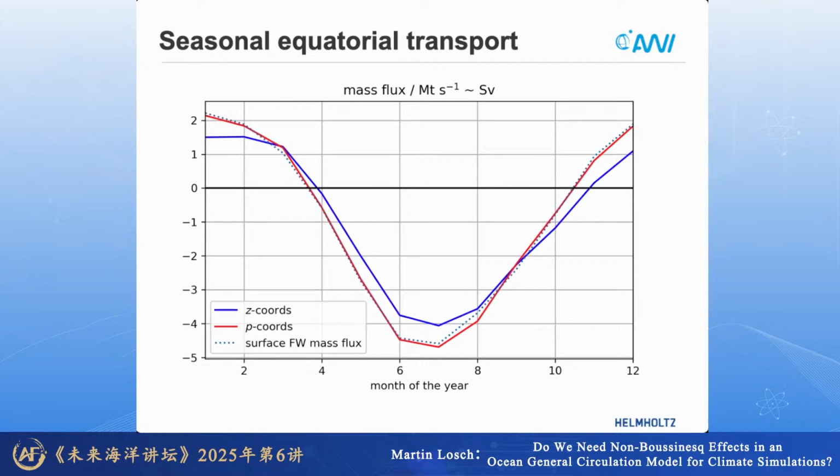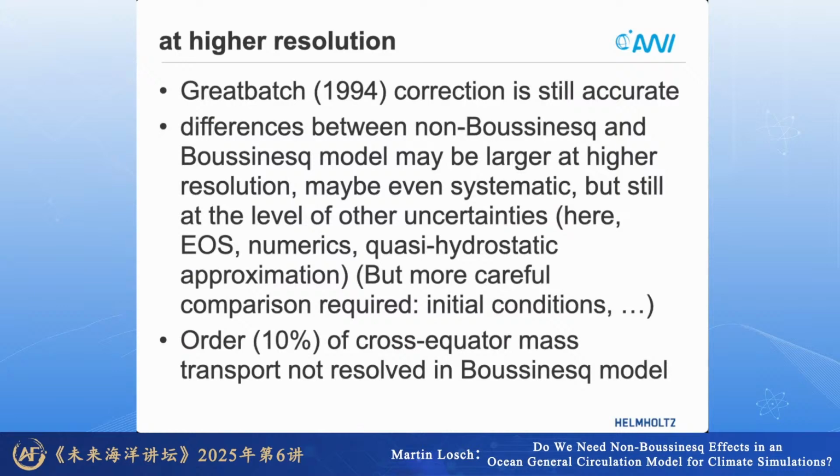There can be corrections for this, but it becomes more and more complicated. So that was basically everything I wanted to show. My conclusions for the second part are that this grad bed correction is still accurate even at higher resolution, but the differences between the non-Boussinesq and the Boussinesq models may be larger at higher resolution. And what's more important is they may even be systematic. But still, other uncertainties are also large, right?